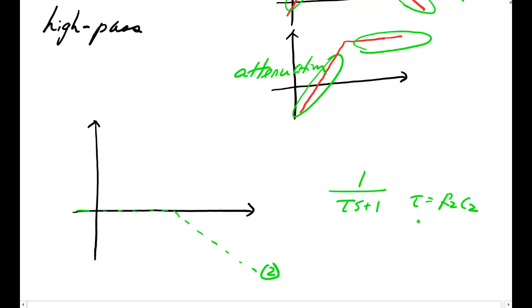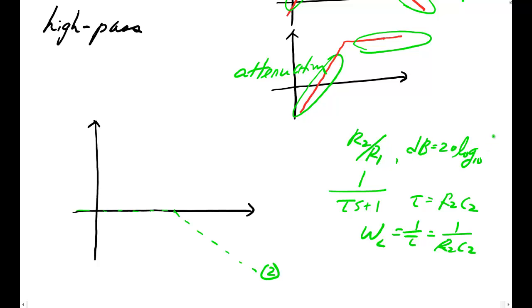So 1 over tau is 1 over R2 C2, which is a corner frequency right here. And the other one would be R2 over R1, which is a constant. So the dB should be 20 log R2 over R1. In other words, for the other one, I have one here.